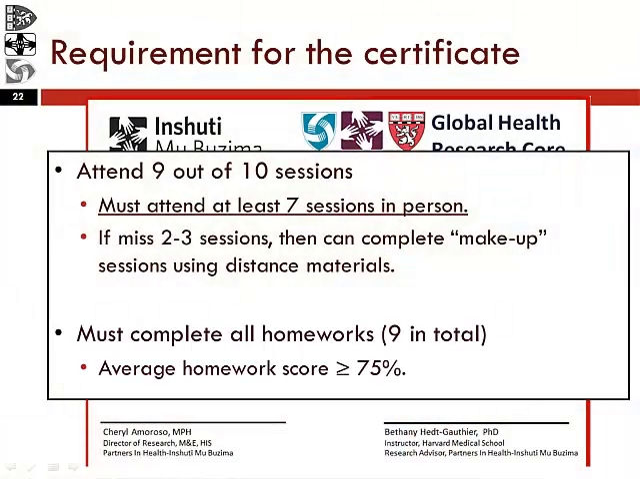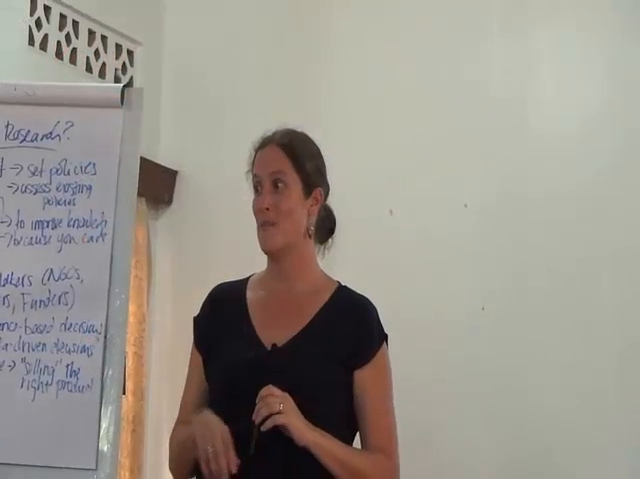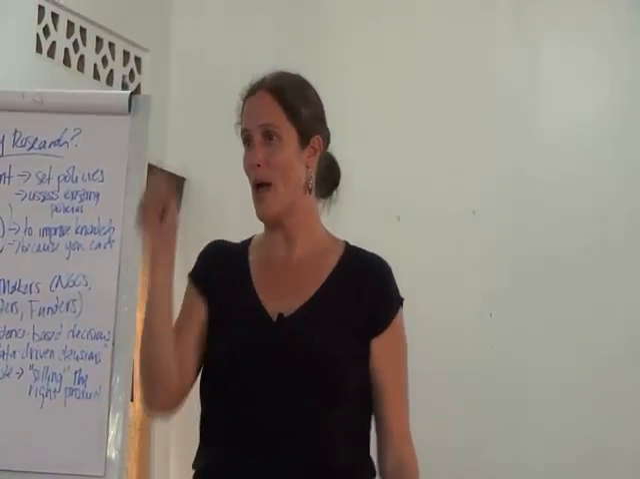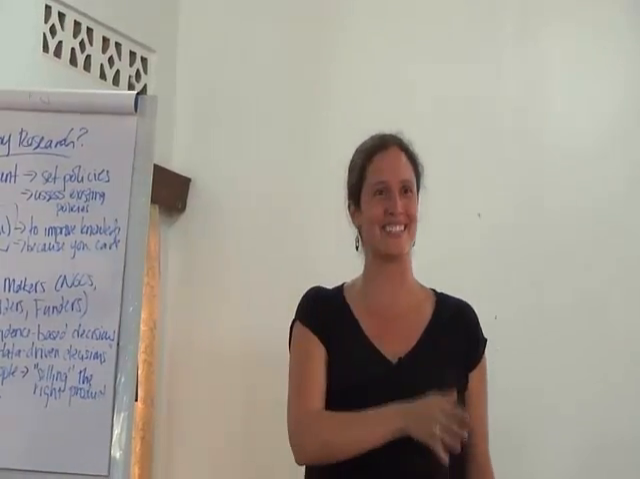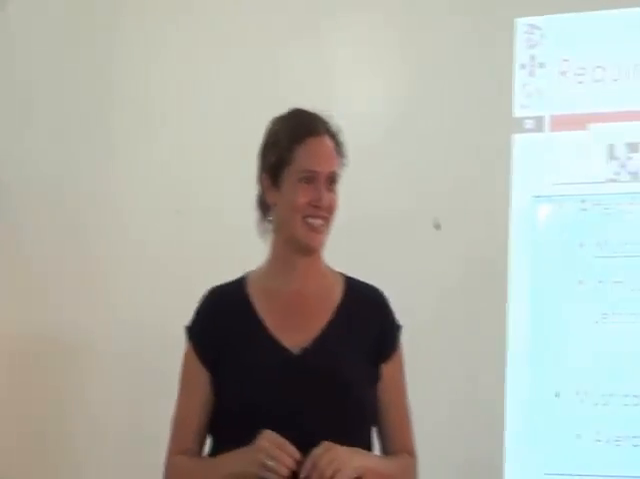And then you must complete all homework. So even if you miss a session, that's no excuse. I want to see your homeworks. There will be 9 in total. So you don't have homework today. This is your get out of class free card. But starting next week, you will have a homework every week for 9 weeks. And you must score at least 75% on the homeworks. Most of them are multiple choice. If you go A, you probably won't pass. You need to actually read the article and answer the article, okay?